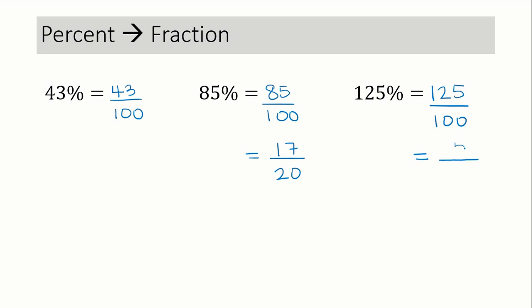125 divided by 25 is 5, and 100 divided by 25 is 4. Now, we're kind of done here. We are in lowest terms, but hopefully we remember that this kind of fraction is called improper. Our numerator should not be bigger than the denominator. And so we just want to go ahead and change this into a proper mixed fraction of 1 1/4.